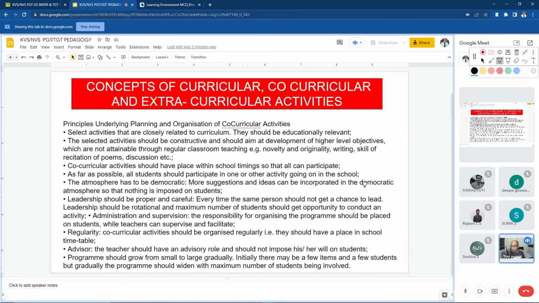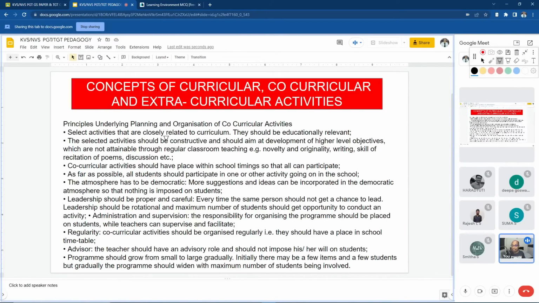Now, these are the principles underlying planning and organization of co-curricular activities. You can't plan whatever way you want to plan. There are certain principles. So select activities that are closely related to the curriculum. Whatever activities you are planning should be related to the curriculum. You can't go beyond the curriculum. You should always meet the aims and objectives of the curriculum. They should be educationally relevant.